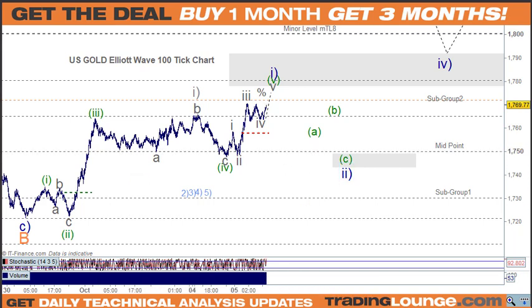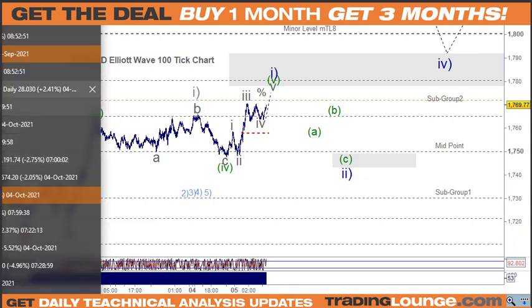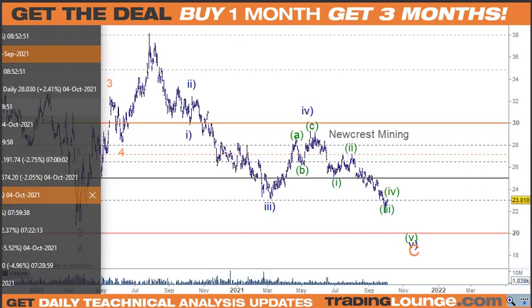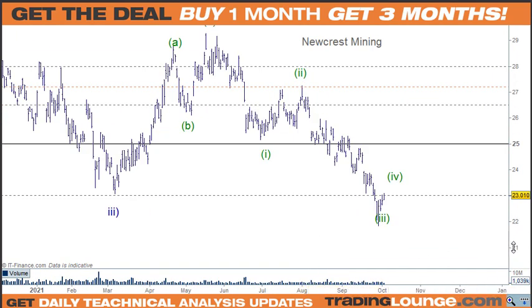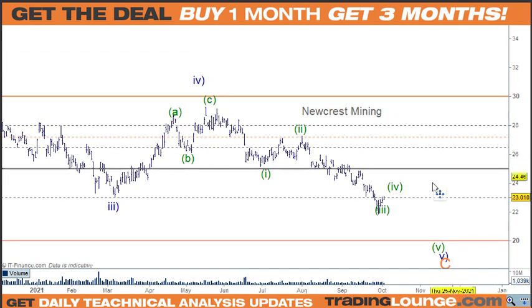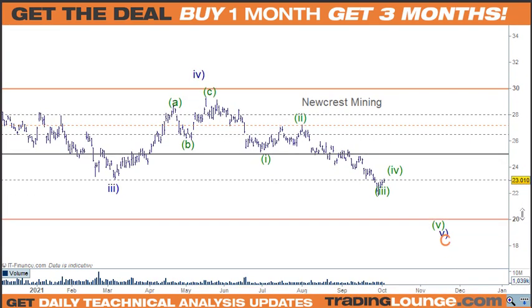Just to give you an idea, this is Newcrest Mining. With Newcrest Mining here, just keeping it really simple, and I haven't pulled it all apart or anything, from wave 4 here, say, down to wave 5 here, we don't even have wave 4 here yet. So it's probably even further down, actually.